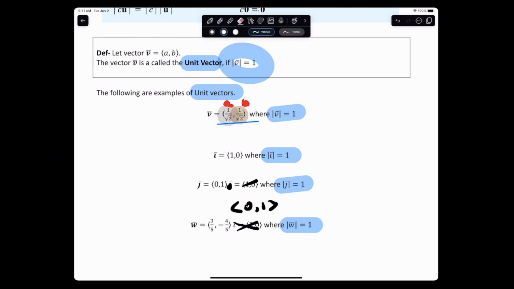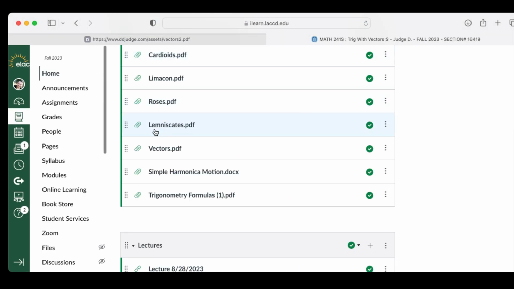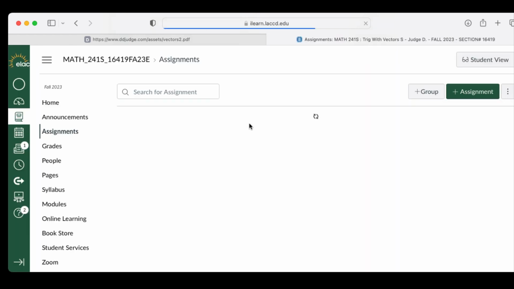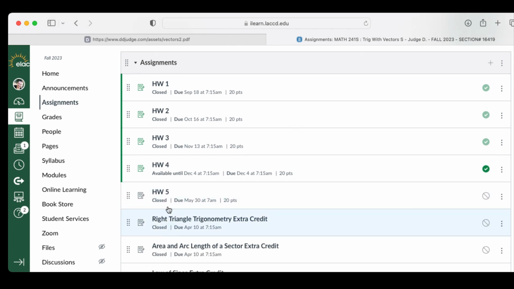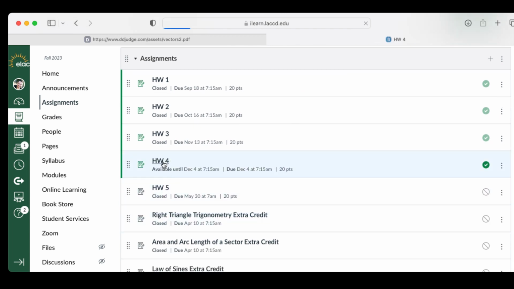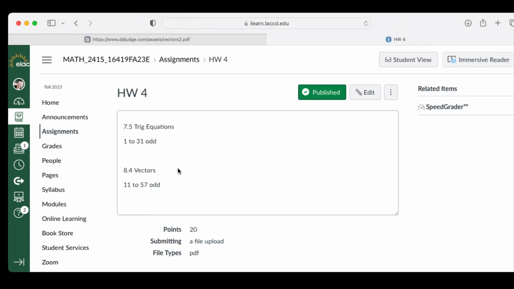Now, what I did here, ladies and gentlemen, in the assignment portion, I did assign homework on vectors. You guys see this 8.4? This is all our homework on vectors, so I'm giving it to you all now. So you guys want to get started on those vectors ASAP.